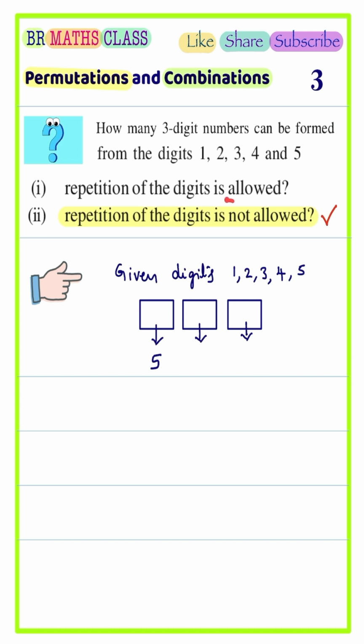You observe, as the repetition of digits is not allowed, the second box can be filled in 4 ways only. What number you fill here, the same number you cannot fill in the second box. So, the second box can be filled in 4 ways. Similarly, what numbers you arranged in these 2 boxes, those 2 numbers you cannot use in this third box. So, the third box can be filled in how many ways? The third box can be filled in 3 ways. The total number of 3-digit numbers that can be formed using given digits when repetition is not allowed is equal to 5 into 4 into 3. 5 4s are 20, 20 3s are 60.